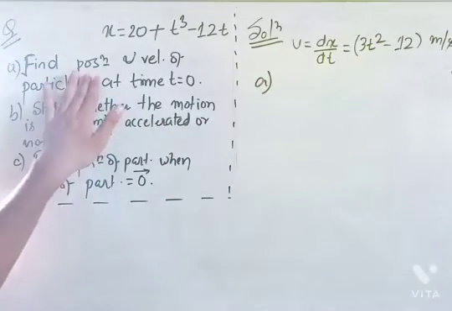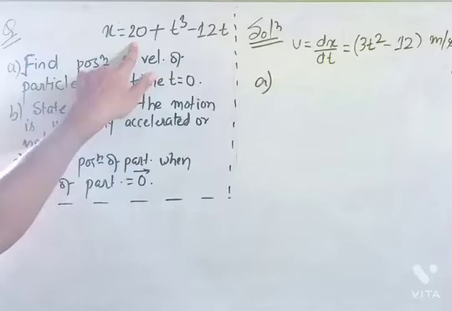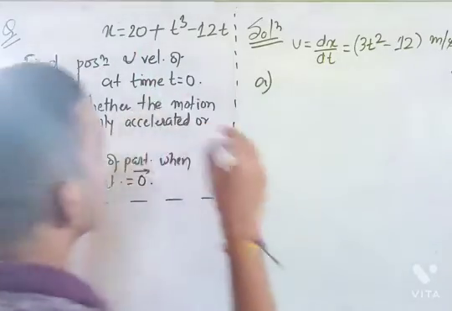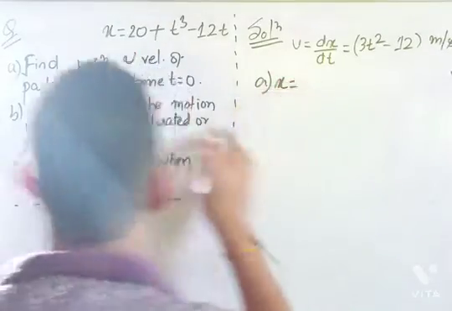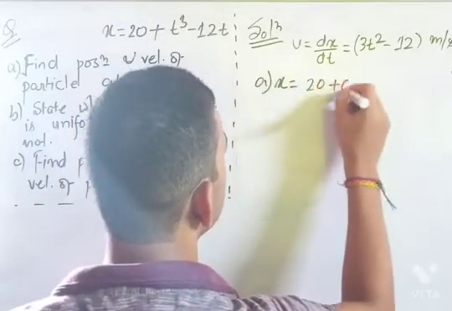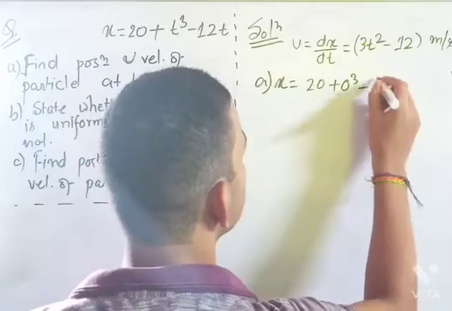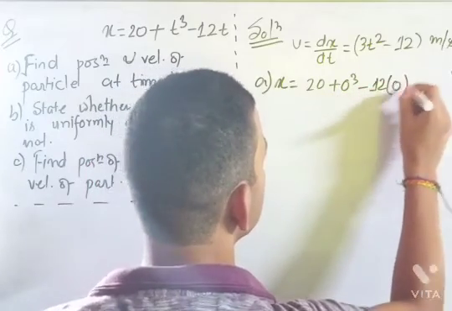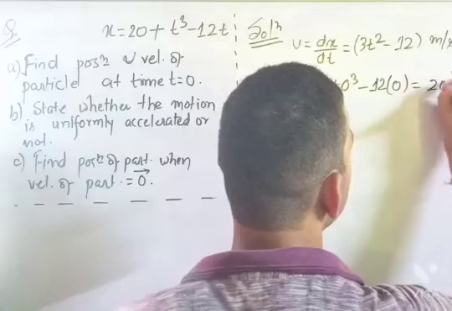Here first we have to find the position. From this expression we can easily find the position at time t is equal to 0. Now, x is equal to, we can put here t is equal to 0, so we will get 20 plus 0 cube minus 12 times 0. So this is equal to 20 meter.